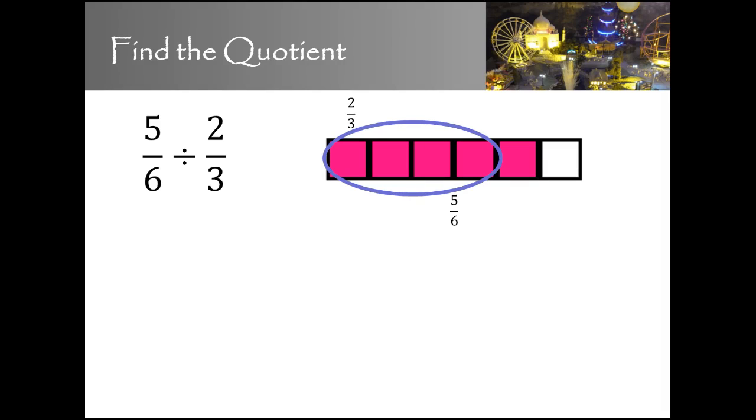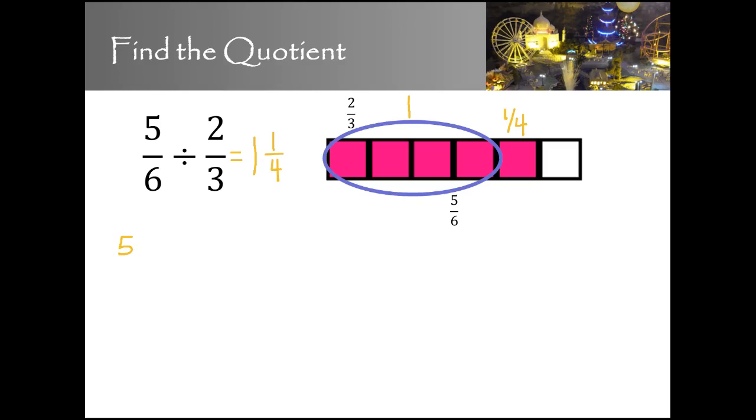We have one group of 4 blocks and then one left over. So this would be the same as having one whole 2/3 and 1/4 of a 2/3 in that 5/6. So 5/6 divided by 2/3 equals 1 and 1/4.